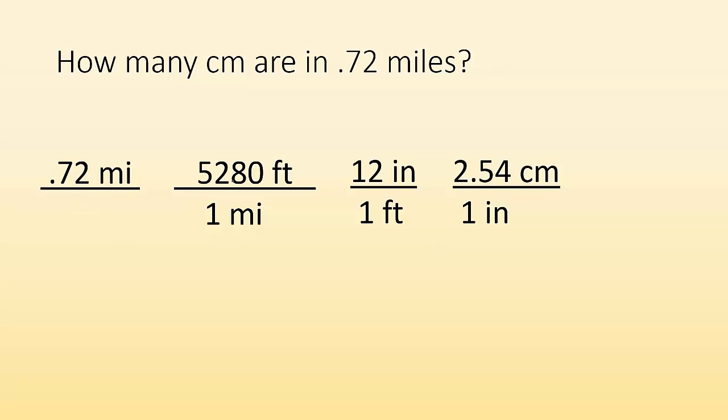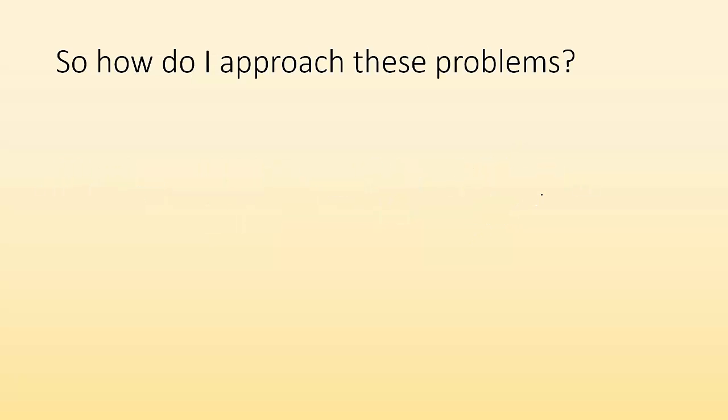We'd have 0.72 miles times 5,280 feet per mile, so the miles will cancel out. This way I know what I'm doing with my units, and I'm doing it right. Then I'm going to multiply by 12 inches in a foot. The feet cancel out, and then I multiply that by 2.54 centimeters in an inch. Inches cancel out, and then I'm going to get my answer. So now I can just pick up my calculator once. It's going to be 0.72 times 5,280 divided by 1 times 12 divided by 1 times 2.54 divided by 1. And then I'm going to get an answer, right?